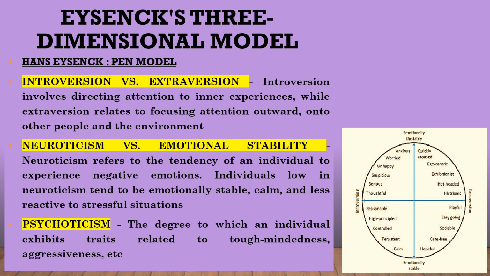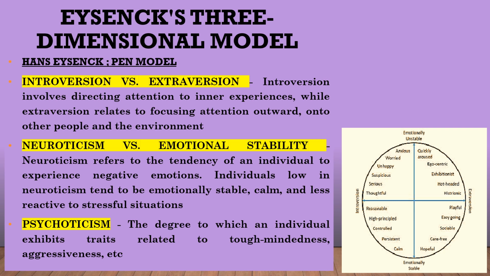from the external environment. Then, neuroticism versus emotional stability. This dimension of Eysenck's trait theory is related to moodiness versus even-temperedness. Neuroticism refers to the tendency of an individual to experience negative emotions such as anxiety, depression, mood swings, and emotional instability. People high in neuroticism are more prone to experiencing emotional distress and are often more sensitive to stress.